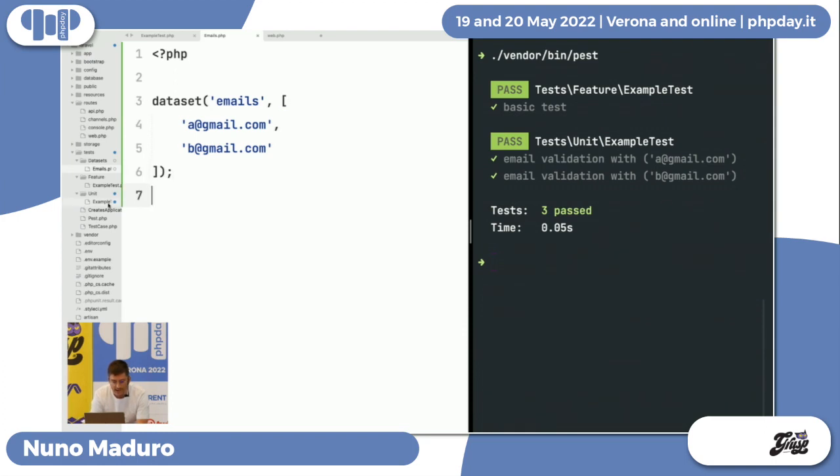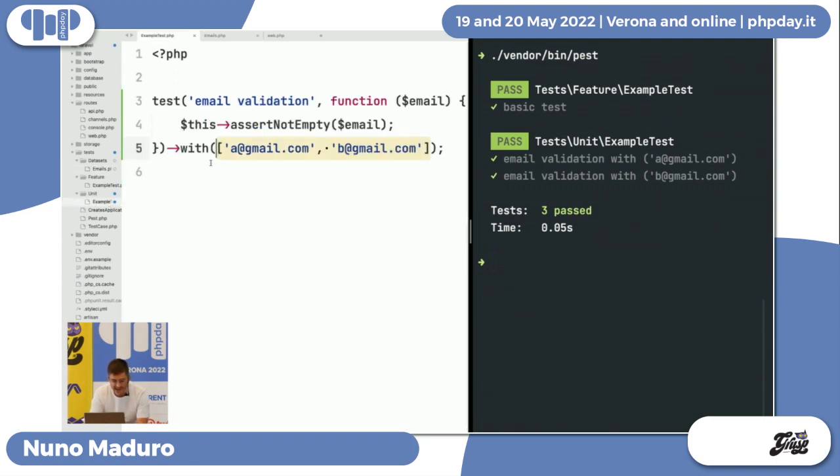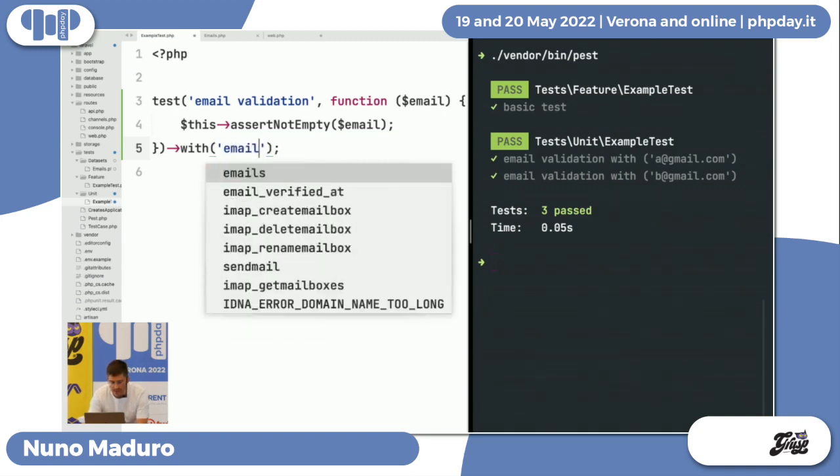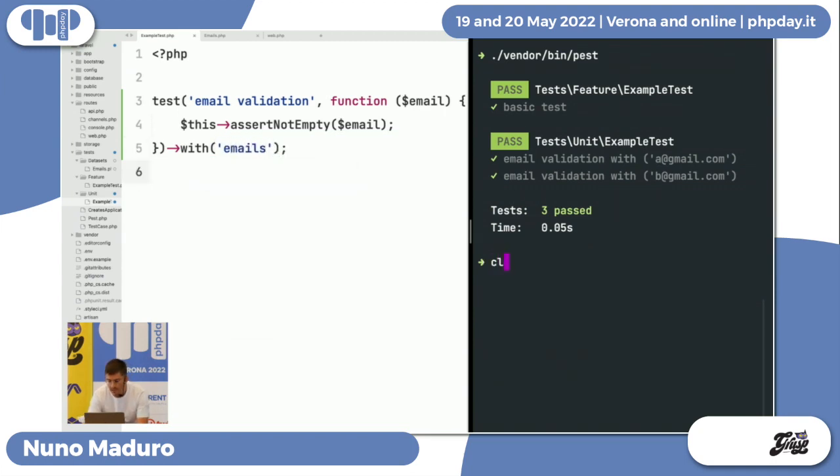Then I can go back into my unit test and just say, test email validation with emails. I clean my terminal, I run PEST once again, and we have exactly the same result. Except that now I can reuse this dataset potentially on the other tests.